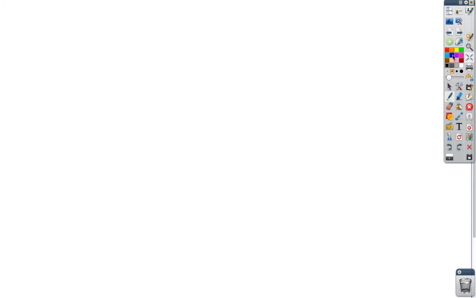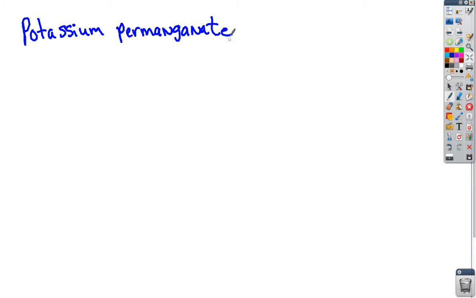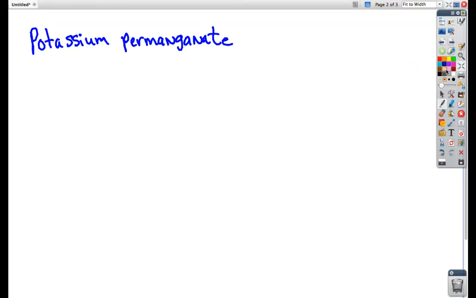Let's do another example. Let's do something a little harder. Let's go with potassium permanganate. So now that we have potassium permanganate written there, we're going to do step one, find the cation. And here's the cation, potassium. And I know that its ion is K+. And if you don't know how I'm getting K+, check out the video on ions.